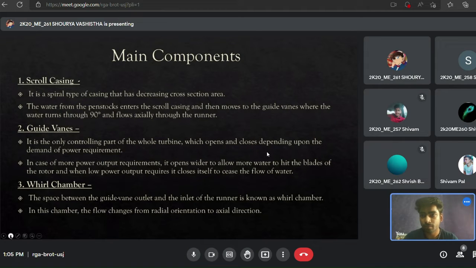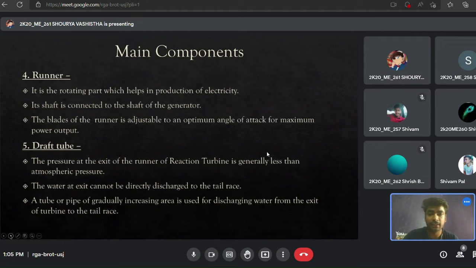Next slide please. The runner in a Kaplan turbine, and in the propeller turbine, is a set of specifically designed blades that gives the appearance of a ship's propeller. There is no shroud covering the tips of the blades. The blades are connected to the drive shaft at the hub.